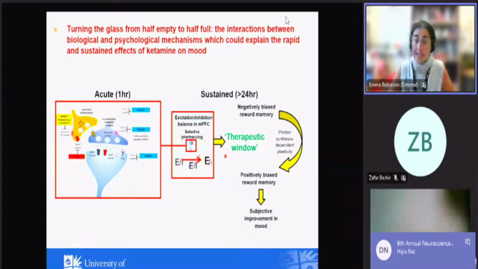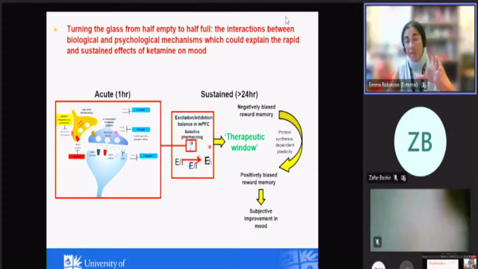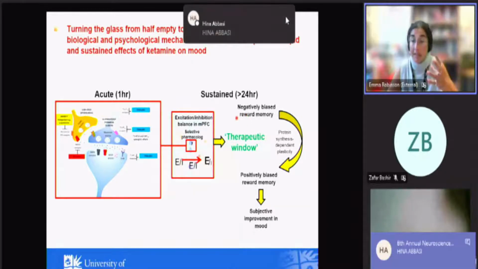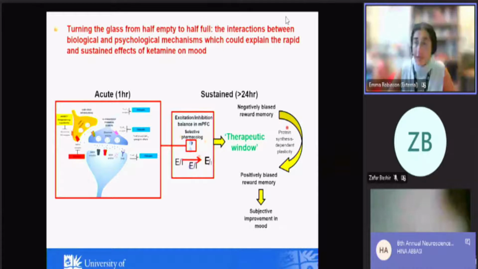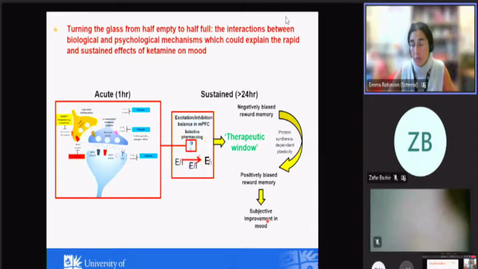And rather than the drug itself having a sustained biological effect, it's this shift in the excitatory inhibitory balance that is then held and sustained within these circuits, which means that plasticity change means that negatively biased reward memories can be reactivated. And then we have this protein synthesis dependent plasticity, which then shifts the bias from negative to positive. And that positive bias will lead to subjective improvements in mood and sustained subjective improvements in mood.